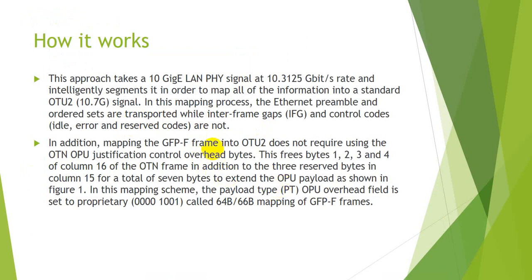So using this type of mapping, the speed matching is achieved, and then in terms of identification, there is a proprietary code for GFP that is set to identify the payload type. So then this becomes the payload type for the transport section.